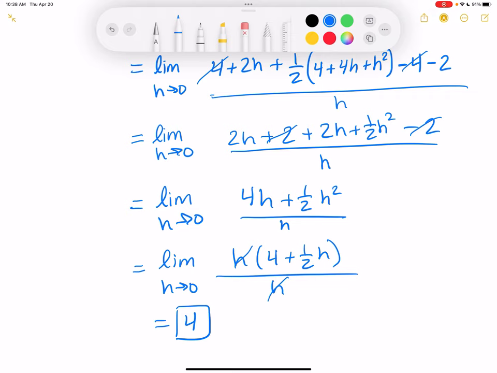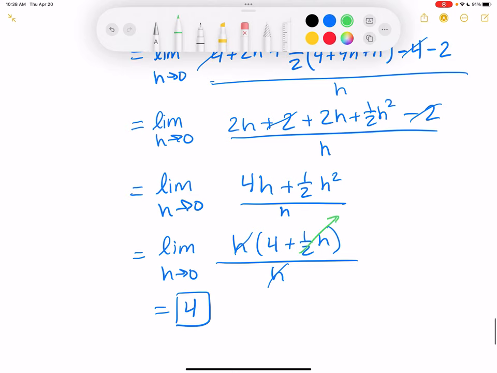Now you want to know the shortcut. Wait, what happened to the 1/2 h? It's just 4? Because when you plug in 0 for h, it goes away. I forgot. Oops. So that goes to 0. And a lot of times when something goes to 0 because of the limit, I will actually draw an arrow and put that it's going to 0, especially if I'm going to skip the step that I skipped. You could have just rewritten it as the limit as h approaches 0 of 4 plus 1/2 h, but I figured we can save a step of writing.